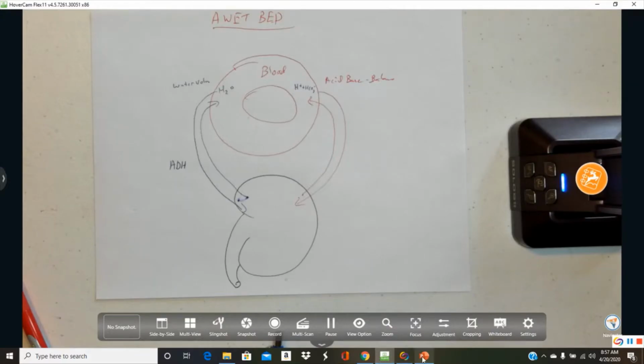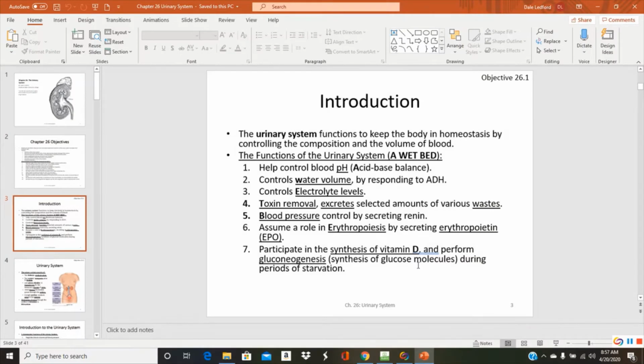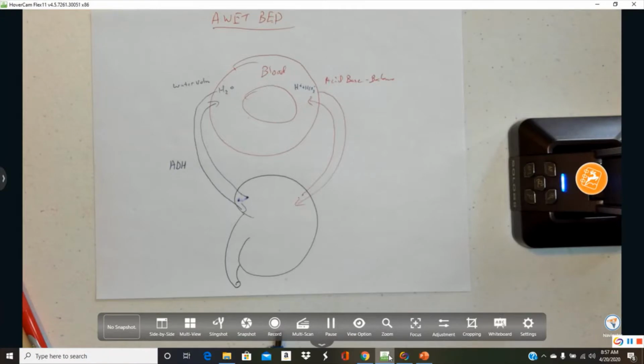The other thing that I want to discuss, so we've got a wet bed, is that electrolyte levels are controlled. So there will be various electrolytes.